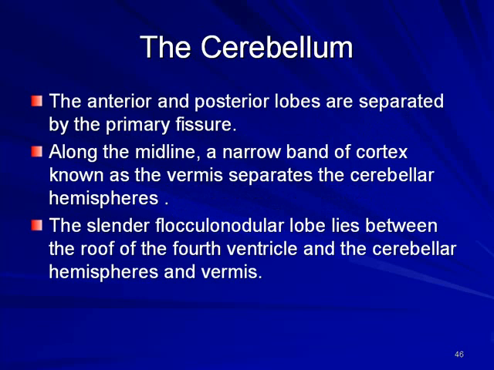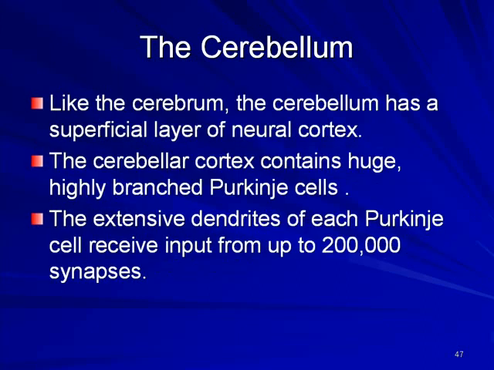Along the midline, a narrow band of the cortex known as the vermis separates the cerebellar hemispheres. Anatomically, you should be familiar with that. And then the slender flocculonodular lobe, which lies between the root of the fourth ventricle and the cerebellar hemisphere.